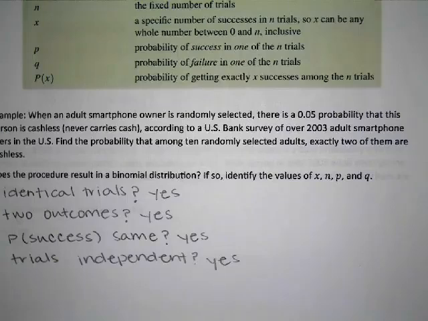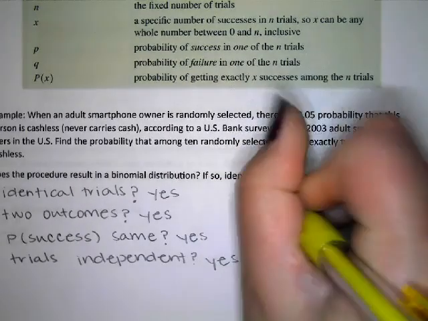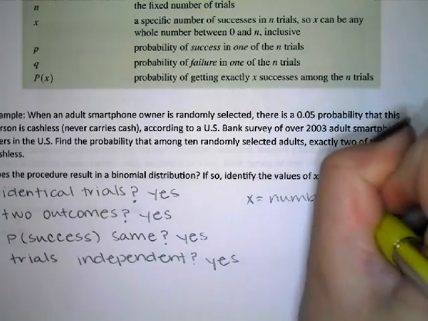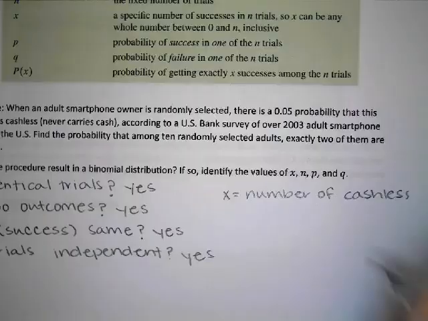So if this is the case, then that means that we can go through and figure out what X and N and P and Q are. So X is going to represent the number of cashless adults.